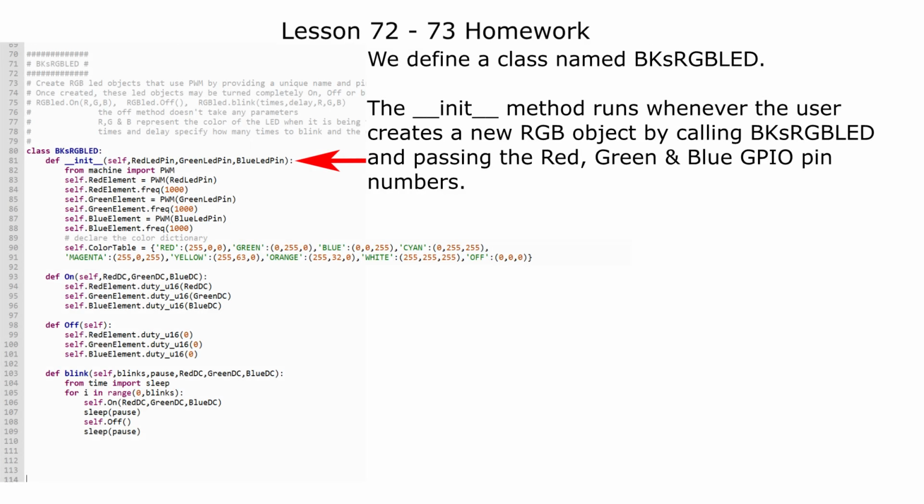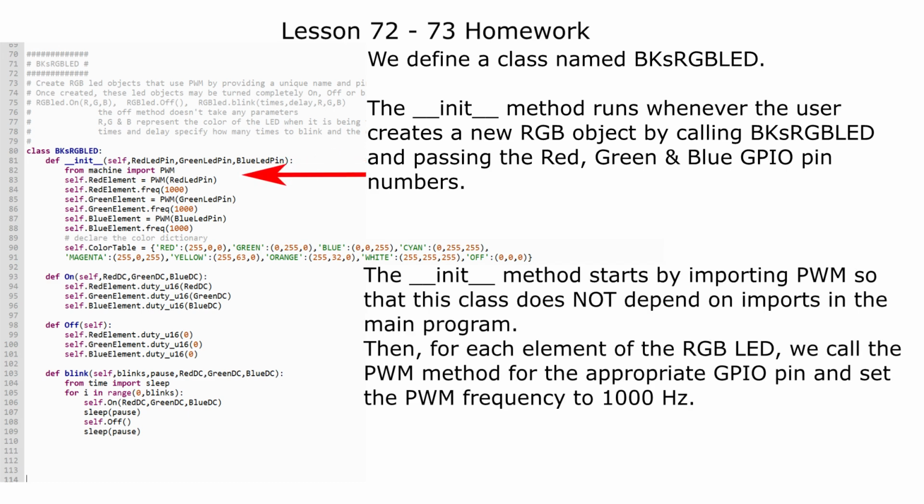Here we define a class named BK's RGB LED. The __init__ method runs whenever the user creates a new RGB object by calling BK's RGB LED and passing the red, green, and blue GPIO pin numbers. The __init__ method starts by importing PWM so that this class does not depend at all on imports in the main program. Then for each element of the RGB LED, we call the PWM method for the appropriate GPIO pin and set the PWM frequency to 1000 Hz.